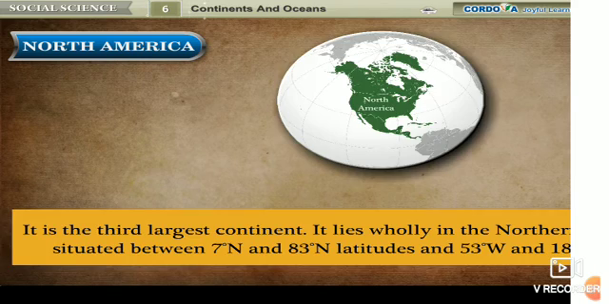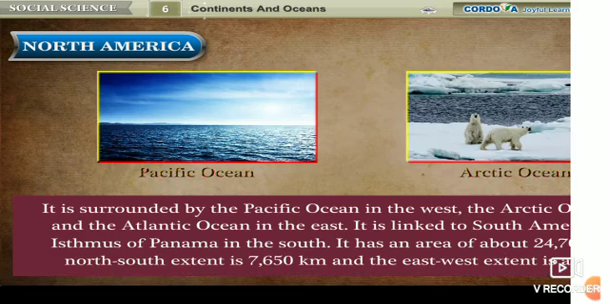North America. It is the third largest continent. It lies wholly in the northern hemisphere. It is situated between 7° north and 83° north latitudes and 53° west and 180° west longitudes. It is surrounded by the Pacific Ocean in the west, the Arctic Ocean in the north and the Atlantic Ocean in the east. It is linked to South America through the Isthmus of Panama in the south.